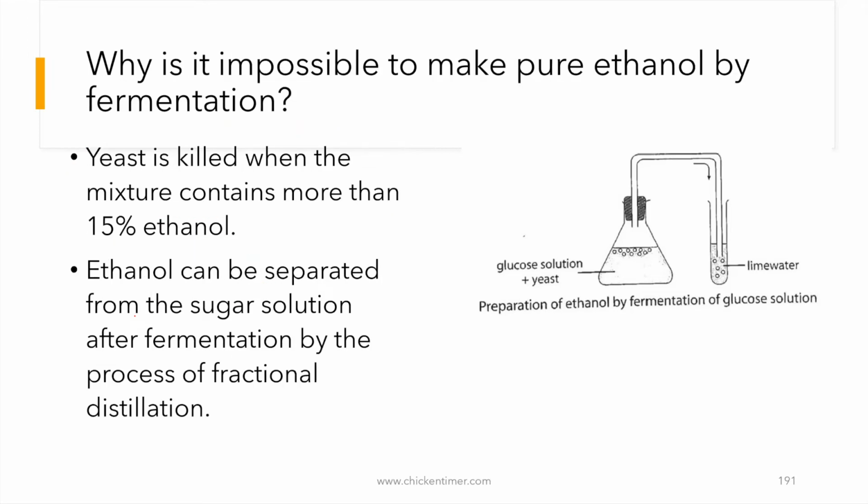Then it's impossible to make pure ethanol via fermentation, because yeast will be killed when ethanol reaches 15%. So the only thing you can do to get a higher concentration of alcohol is to do fractional distillation. So if you go to the supermarket, you find those liquors with 40% proof, 30% proof, all those are made using fractional distillation.